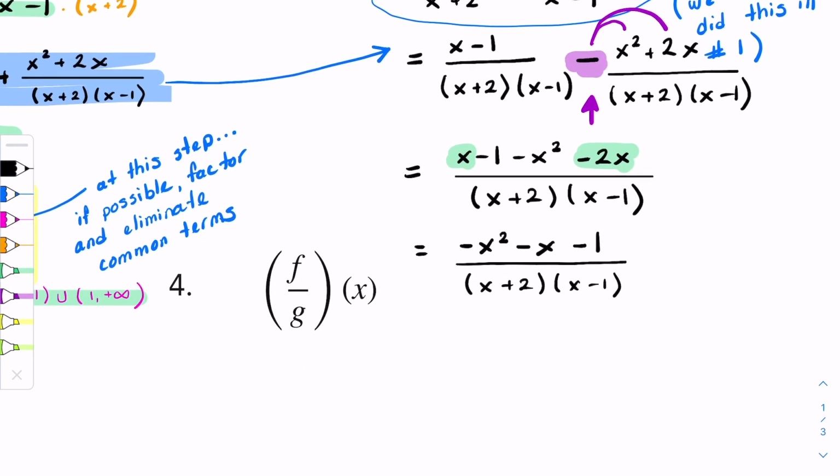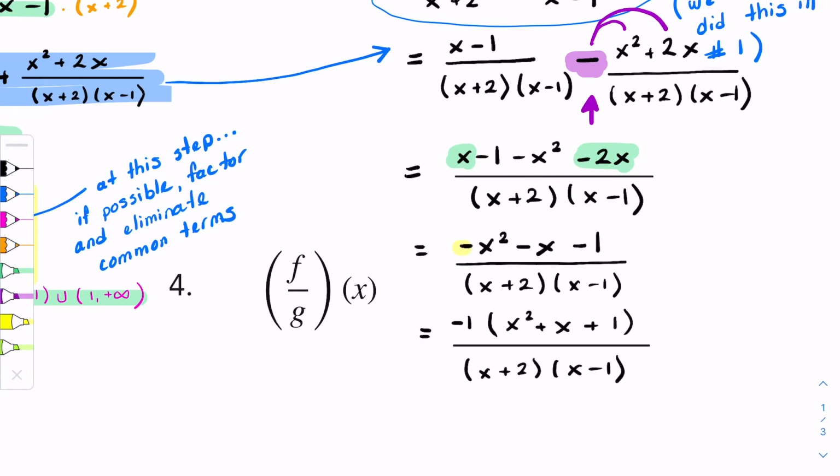The first step to factoring is to always make sure your numerator has a positive leading coefficient, which this one does not. We have a negative sign. So I'm going to take out negative 1, leaving me with x squared plus x plus 1, all divided by x plus 2 times x minus 1.